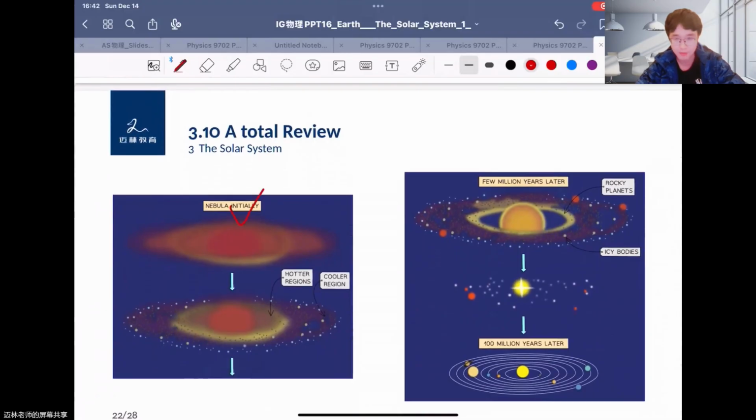Okay, and so there's a total review for this. First we have the nebula. We said it's like a firecracker exploding, and there's nebula everywhere. Okay, like sand and dust. And after that, some nebula are very close together and they form a core, just like making a cake, right? You mix them together and use your hand to make it very stable. Okay, this becomes the first core.